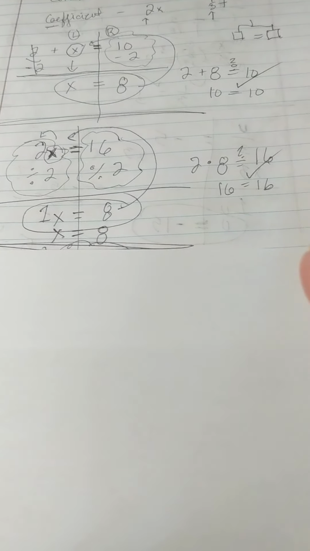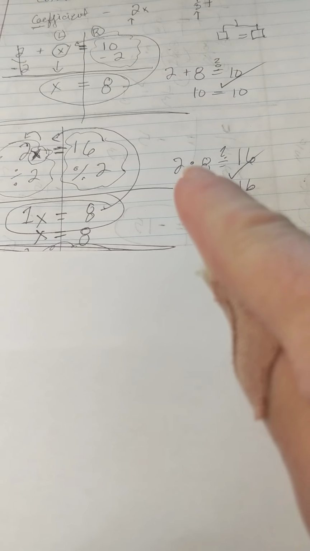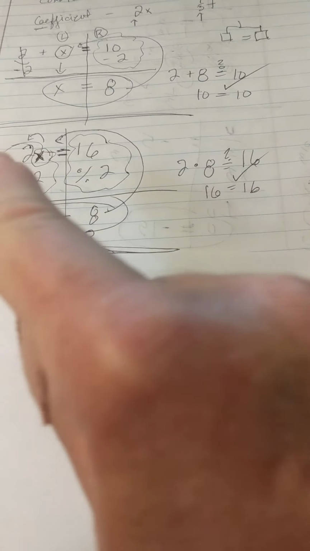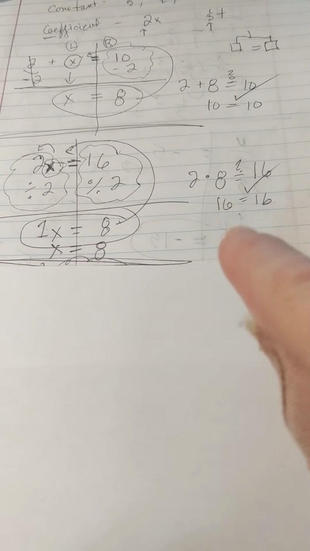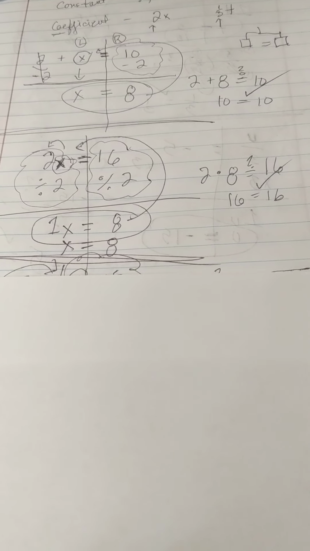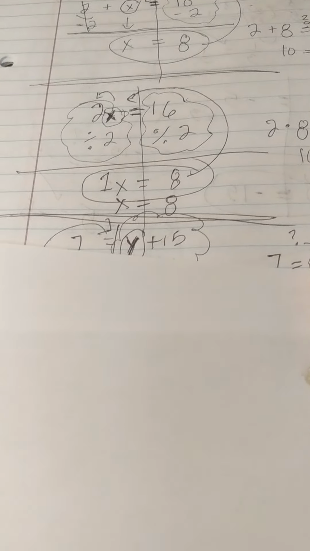Well, we want to check it, so we're going to plug 8 in for x. We're going to come over here. 2 times 8, does it equal 16? That's my original problem. 2 times 8 is 16, so yes, we have confirmed that we did it correctly.